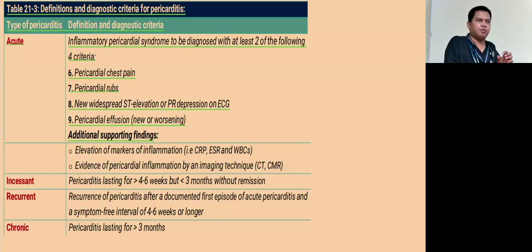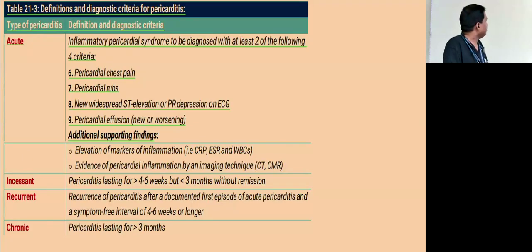Pericardial rub will be heard when there is not much fluid. Once the fluid collection starts, the pericardial effusion, then you can't hear the rub. So it is like waxing and waning. That pericardial rub, sometimes you may hear, sometimes you may not. Pericardial rub is classically heard at the lower left sternal border, with the patient in the sitting, leaning forward position.